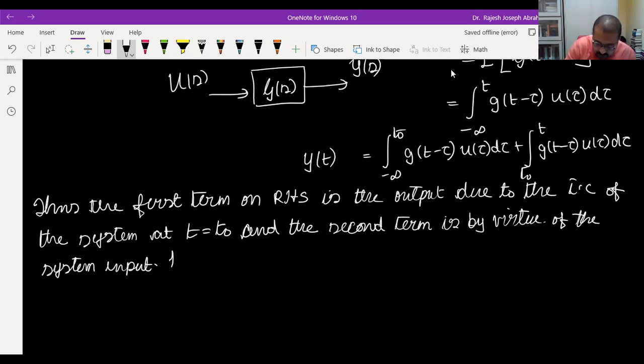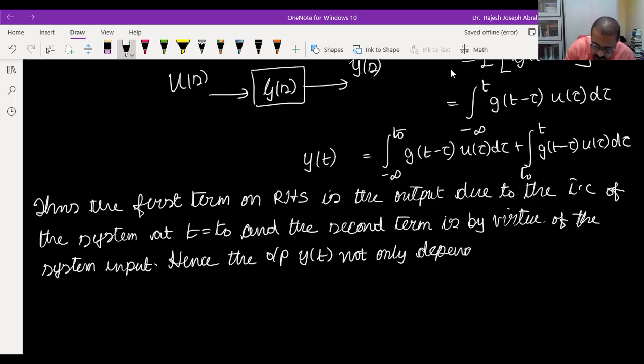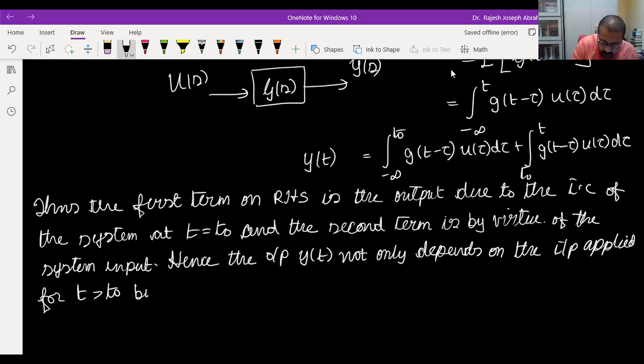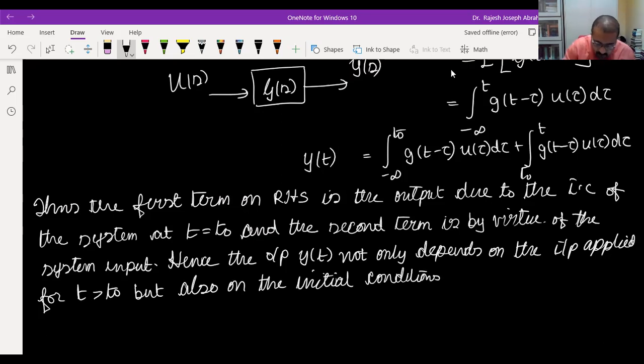Hence the output y of t not only depends on the input applied for t greater than t naught, but also on the initial conditions at t equals t naught.